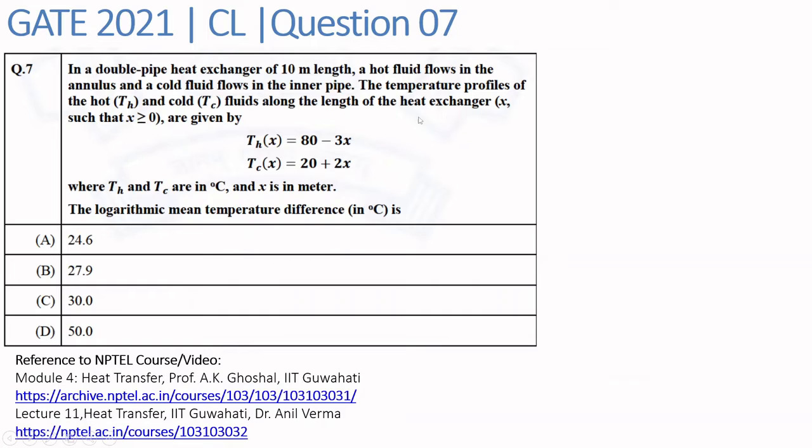The temperature profiles of the hot TH and cold TC fluids along the length of the heat exchanger X, such that X is greater than 0, are given by these two equations, where TH and TC are in degrees Celsius and X is in meter. The logarithmic mean temperature difference in degrees Celsius is... So we have an MCQ type of question and we have been asked to find the log mean temperature difference, LMTD, for this double pipe heat exchanger.